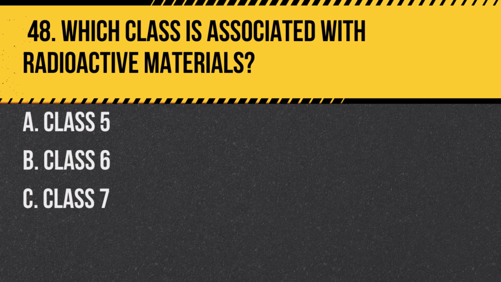Question 48. Which class is associated with radioactive materials? A. Class 5. B. Class 6. C. Class 7. Answer: C. Class 7. Radioactive materials fall under Class 7.